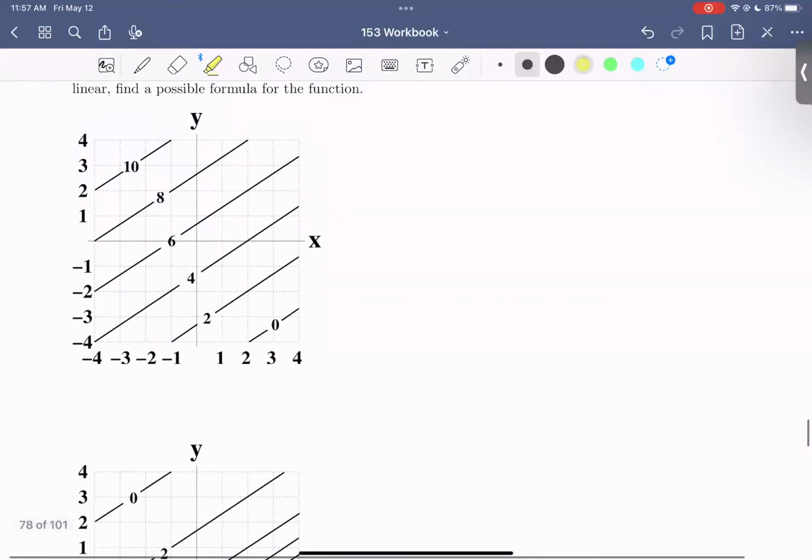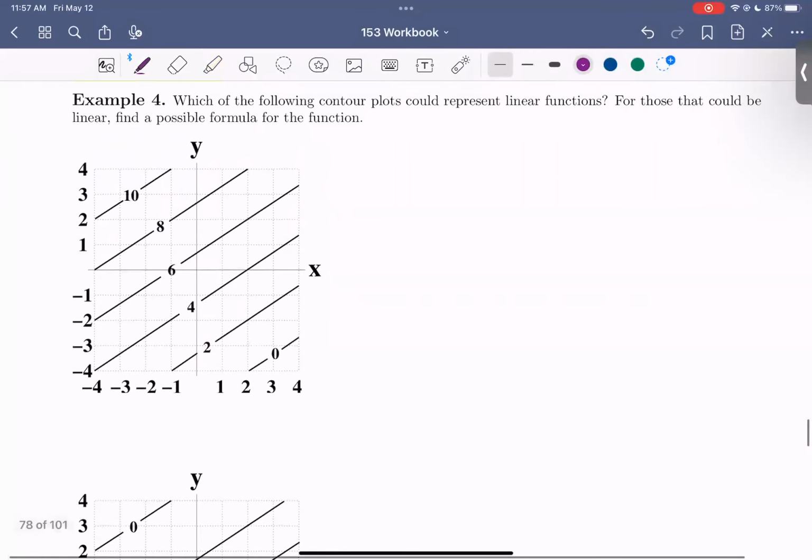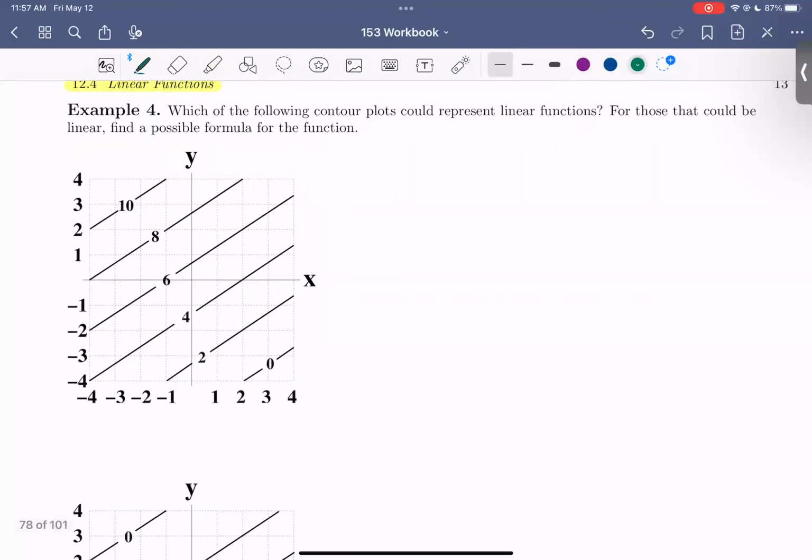Let's look at this first contour map. And the method that we're going to use can be used for checking the rest of the 2 graphs as well. We're first going to consider if we have a constant slope in both the x and y direction. Notice this is just my xy axis. Here, this 10, 8, 6, 4, 2, 0. Recall those are the values of z for this line.